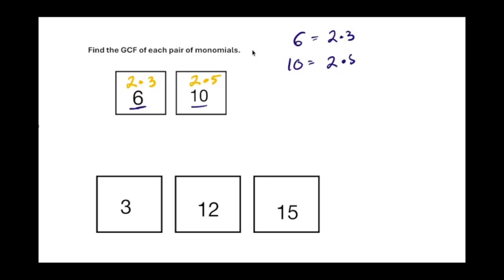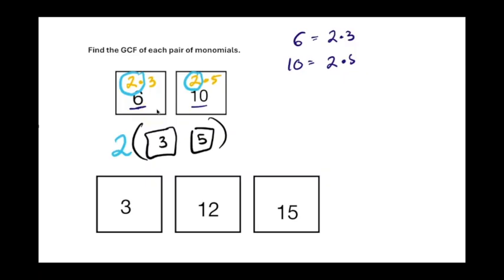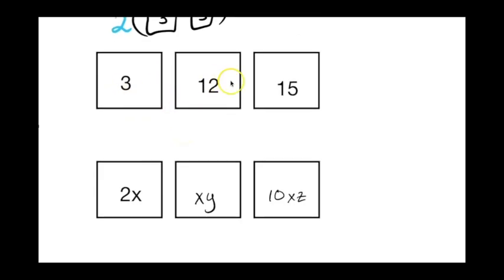Using the same concept we did earlier, what's in both boxes? 2 is. If we pull out that 2, our box is going to have just a 3, and our second box is going to have just a 5. We factored that 2 out of those 2 boxes. That's what factoring is. You pull out what they have in common, and what's left over has been factored out. Same idea, but let's go a little tougher with these numbers, 3, 12, and 15.